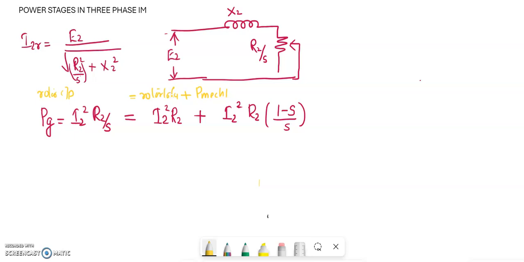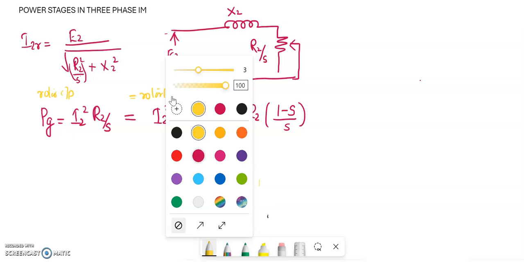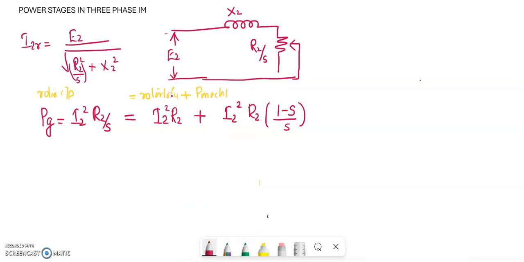Now I am taking S as the LCM. Then it becomes S into I2 square R2 by S, with S as the LCM here. So this equation becomes the same as this, I2 square R2 divided by S, into (1 minus S).